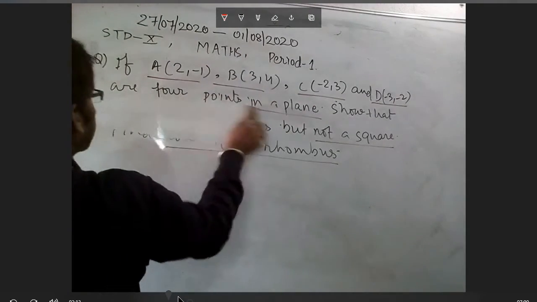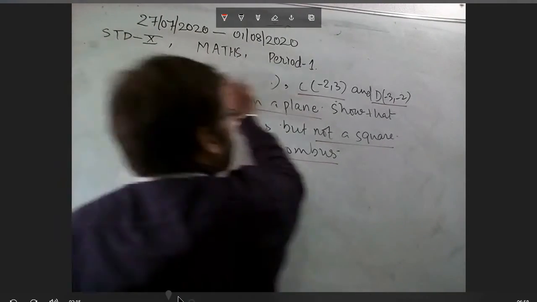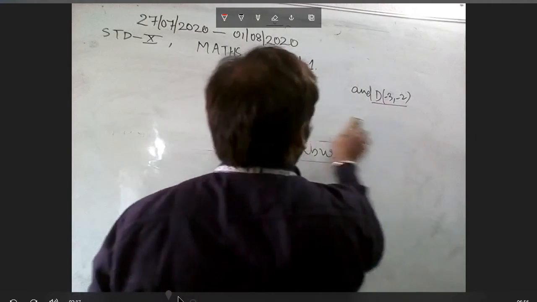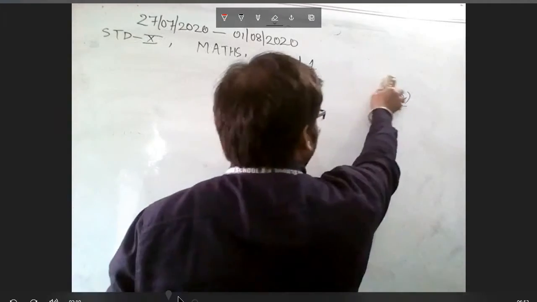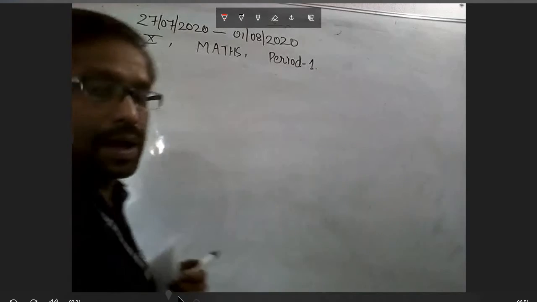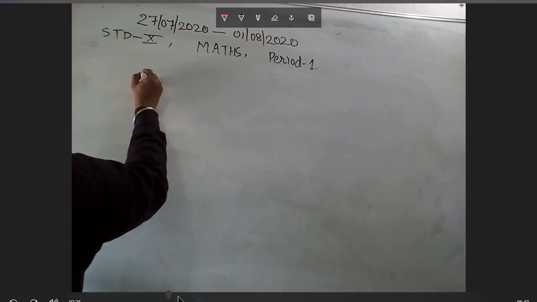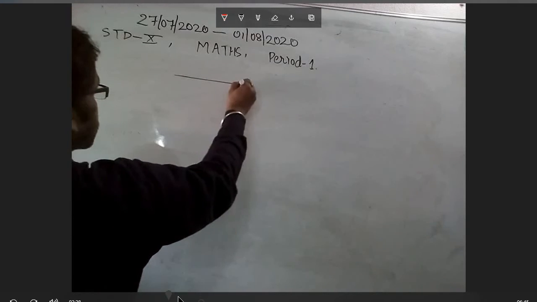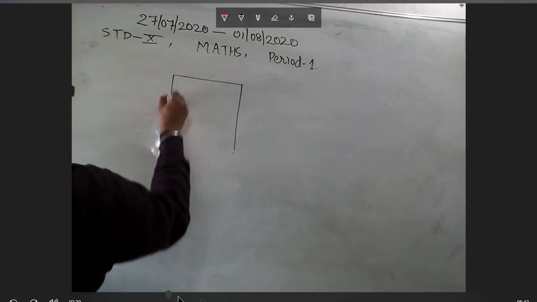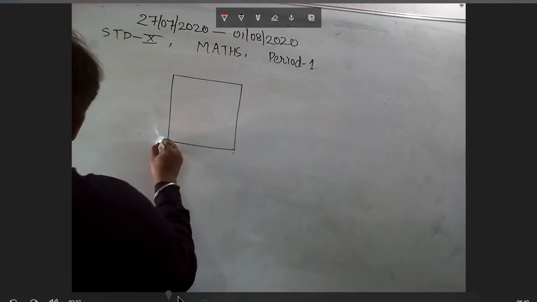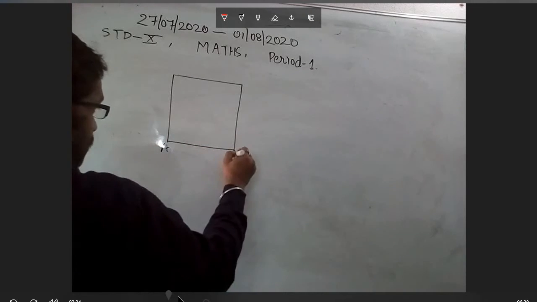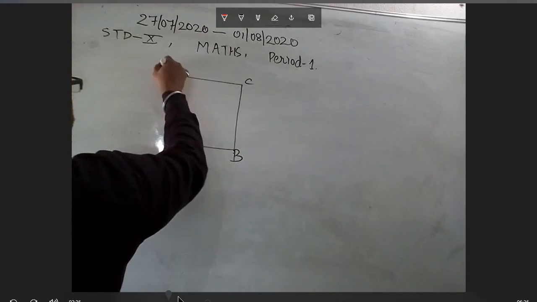I will erase this and draw one figure here. In geometry class, draw the figure first. That means half the question is solved. As you draw the figure, half the question is solved. It is saying 4 points are there, so I'll make one quadrilateral here. Right now it's just a quadrilateral. Rhombus or square will be decided later on.